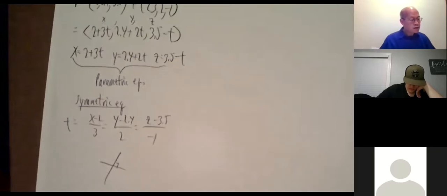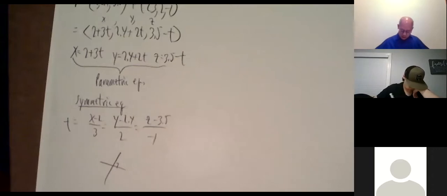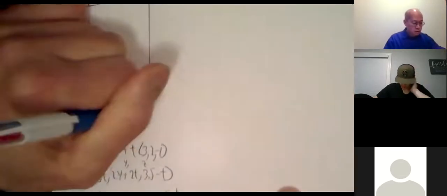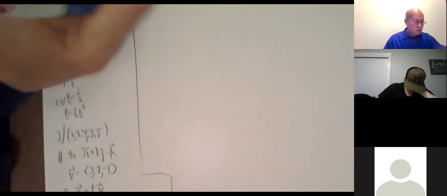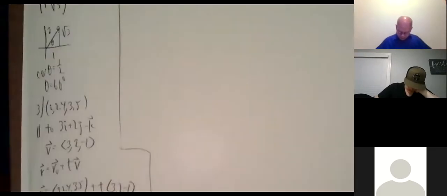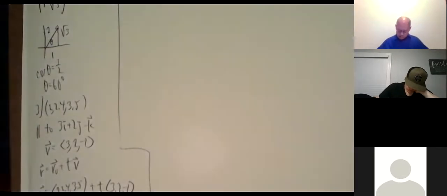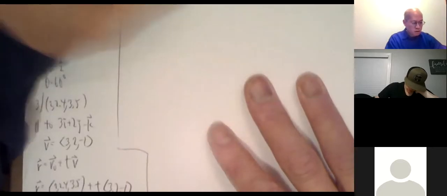All right, so let's see. 12.5, number 31. The plane through the points, blah, blah, blah. So same section 31. Come up with a plane going through (0, 1, 1), (1, 0, 1), and (1, 1, 0). Whoops.